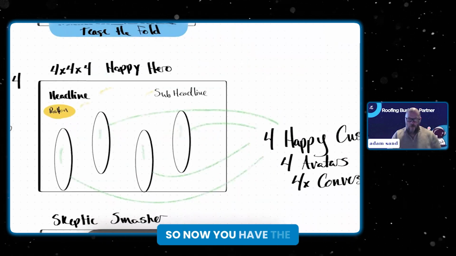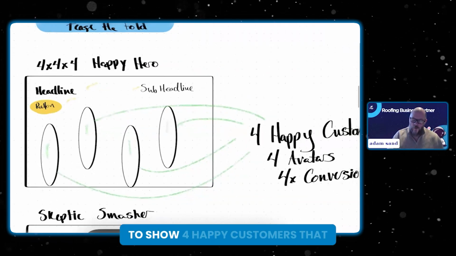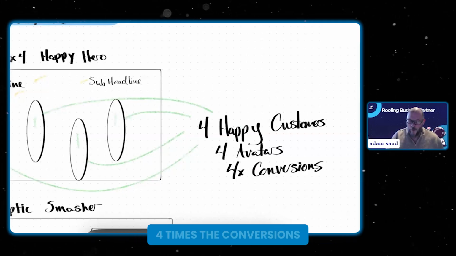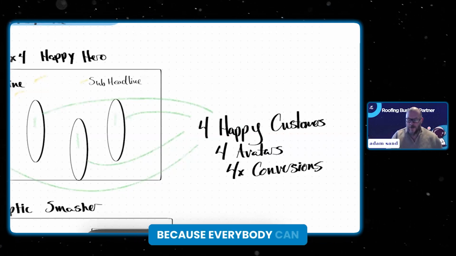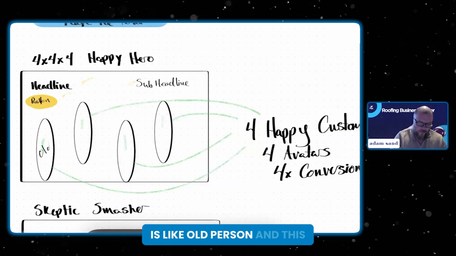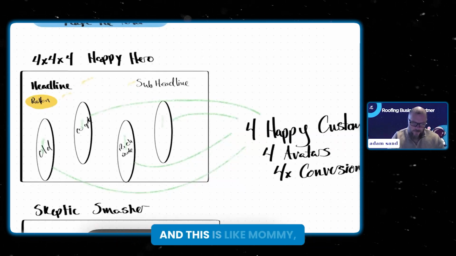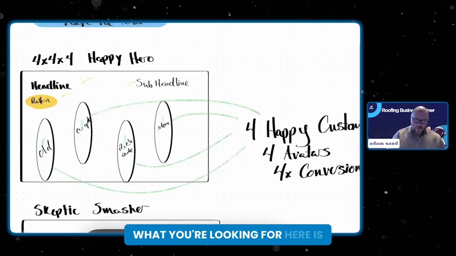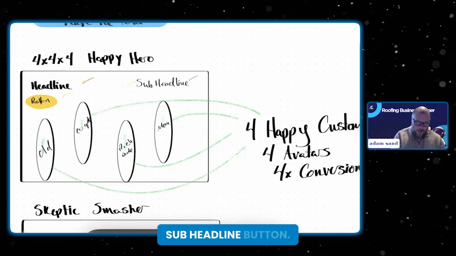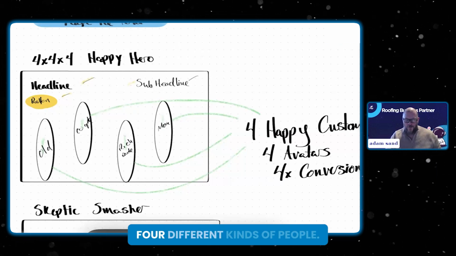So now you have the 4x4x4 happy hero. And this is one where you want to show 4 happy customers that are 4 different advertisers. And hopefully you're going to get 4 times the conversions because everybody can see themselves in here. So the idea here is that this is like old person, and this is couple, and this is like rich dude, and this is like mommy. What you're looking for here is you're trying to say, hey, here's 4 people like you. Headline, subheadline, button. So whatever your offer is, you're trying to show that this hits 4 different kinds of people.